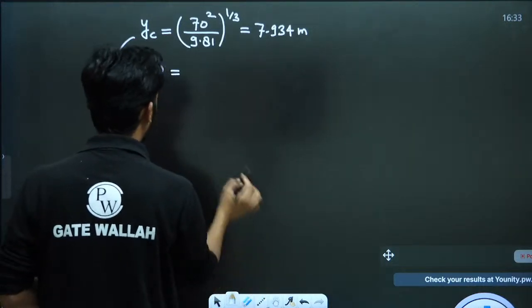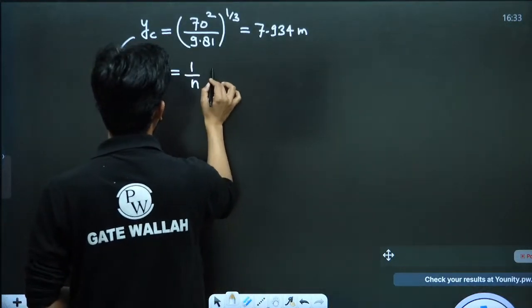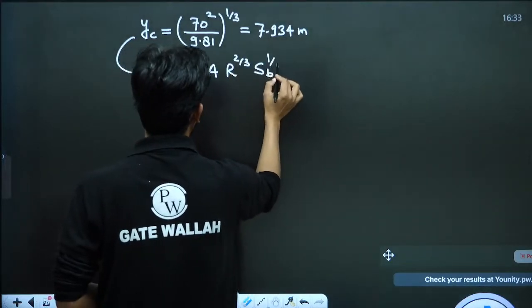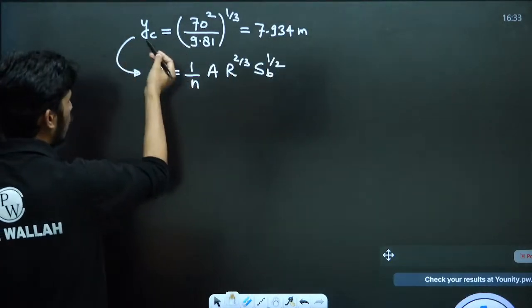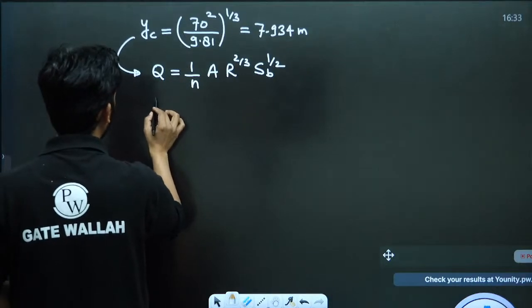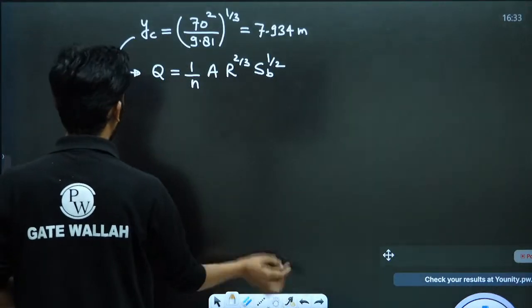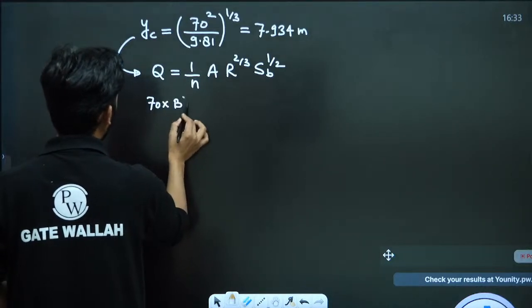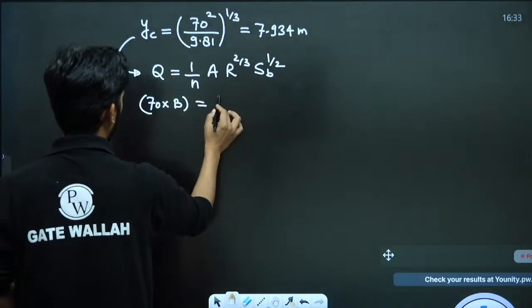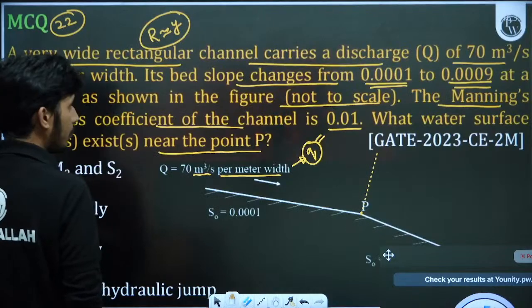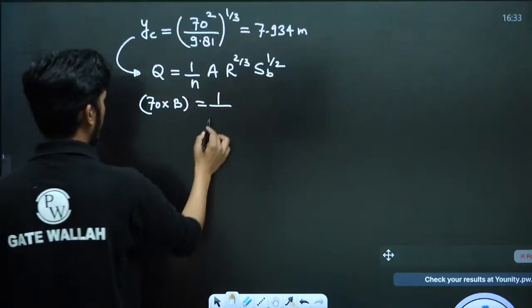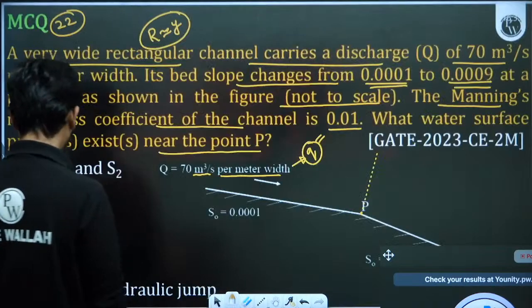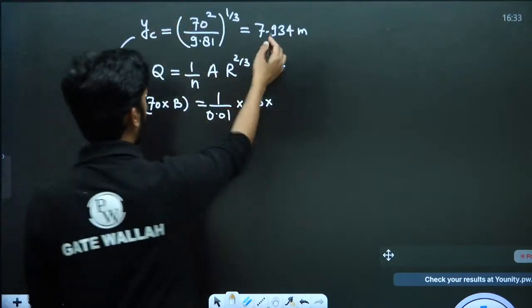So Q is equal to 1 upon n into A into R raised to power 2 by 3 into SB raised to power 1 by 2. But for the critical slope, Q upon B, the discharge, will be equal to 70 into width B, because 70 is the discharge per meter width. So total discharge 70 into B is equal to 1 upon n, which is 0.01, area is B into Y. What is the depth of the flow? Depth of the flow we have calculated here, 7.934.